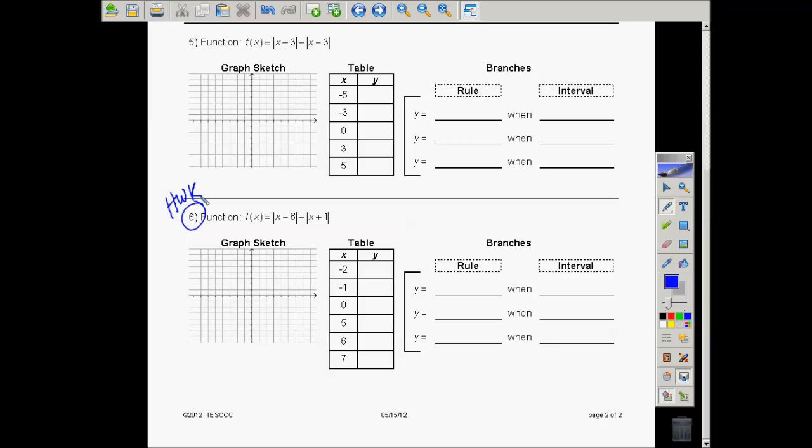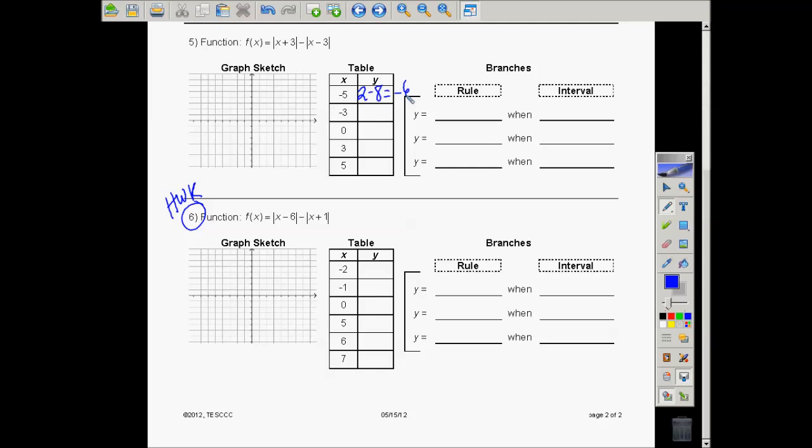Okay, all right, same thing here. I'm going to plug in and figure out where my points are. So I plug in -5. -5 plus 3 is? -2. The absolute value of -2 is? 2. Okay. -5 minus 3 is? -8. The absolute value of -8 is? 8. So what's 2 minus 8? -6. All right, that one's done.